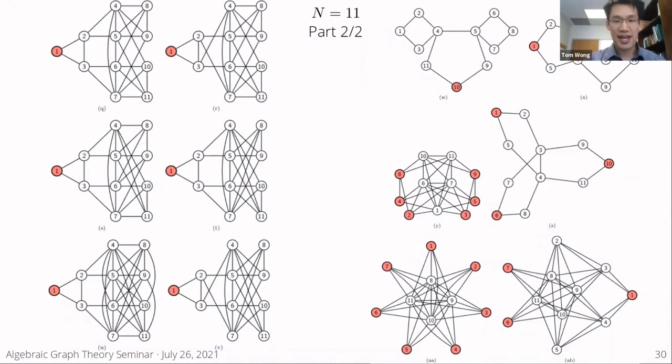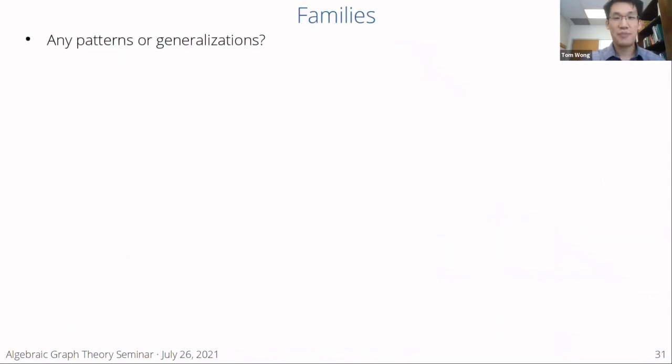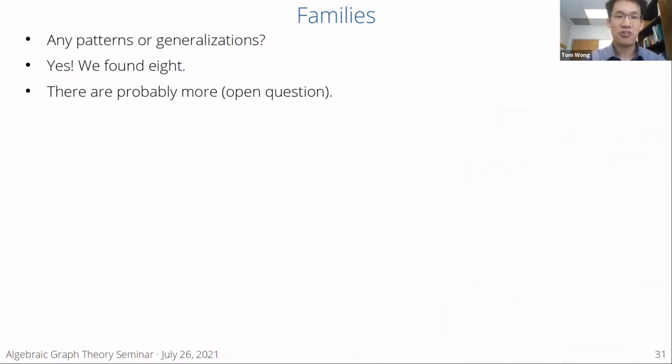And so it's very reasonable to ask, by looking at all these graphs, and you might have been looking for these, are there any patterns or are there any generalizations? And so that's what we looked at. And so yes, we found 8 different, what we're calling families of graphs, and there's probably more.